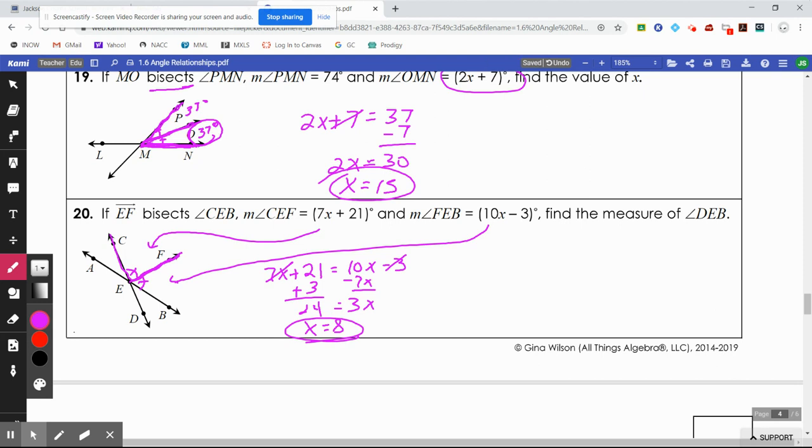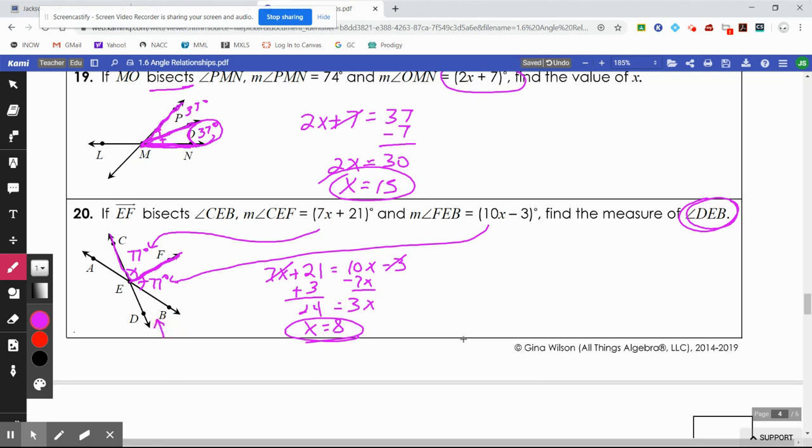We can plug those back in, and it's the same process over and over. 7 times 8 is 56 plus 21. 56 and 21 is 77. So that means this is a 77-degree angle. You can plug it in over here, and you'll get 77 as well. Now let's see if we answered what they asked us to. What is the measure of angle DEB? Which is actually this angle.